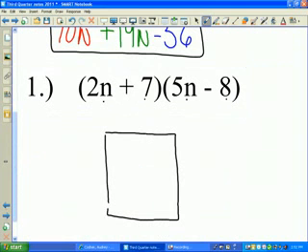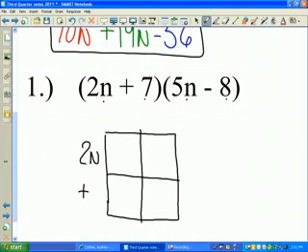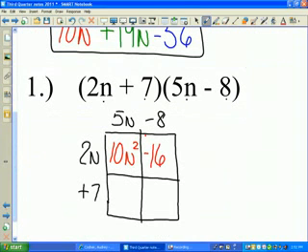So that means I need to draw a box that's going to give me 4 spaces. So I have my 2n here, I have my plus 7 there, I have the 5n up top, and my minus 8 following. So again, to fill my boxes, I need to multiply. So 5 times 2 gives me 10, n times n gives me n squared. For this box, I have a negative 16n. For this box, I have 35n. And then for this box, I have a negative 56.